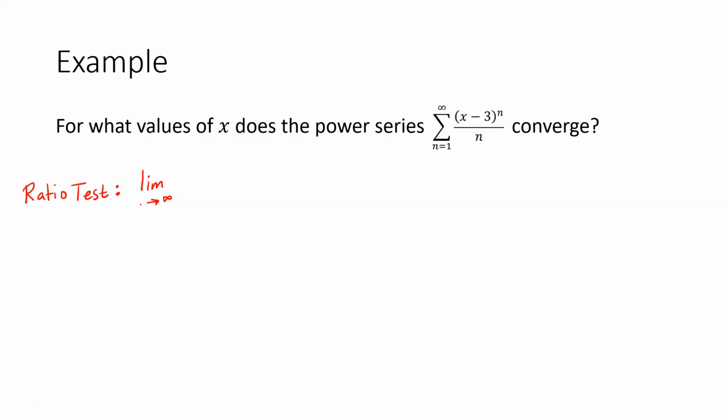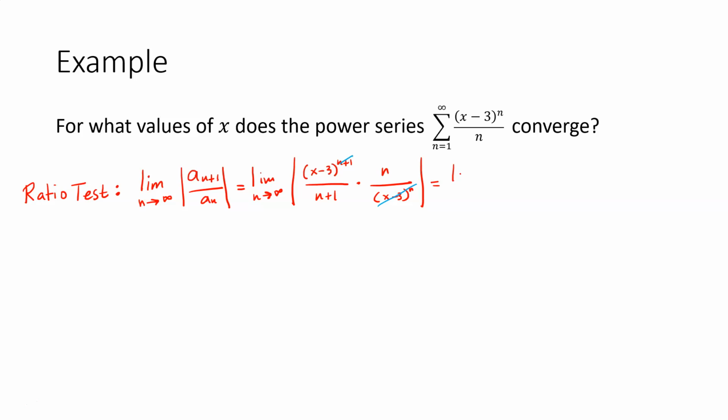Oh, and I have to be careful here. We're taking the limit as n goes to infinity of a_(n+1) over a_n. And here, putting in n plus 1, I have (x minus 3)^(n+1) over (n plus 1). And then divided by a_n, we'll just flip it over. So it's n over (x minus 3)^n. Now let's simplify here. I can divide out (x minus 3)^n with n of the x minus 3 factors here.